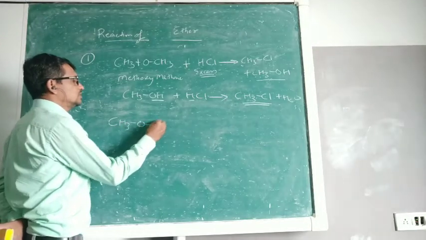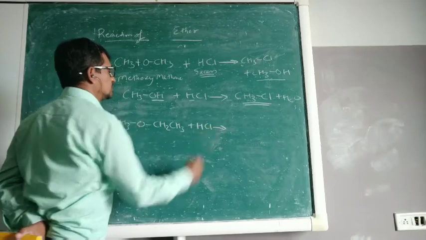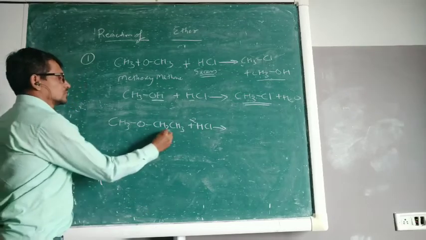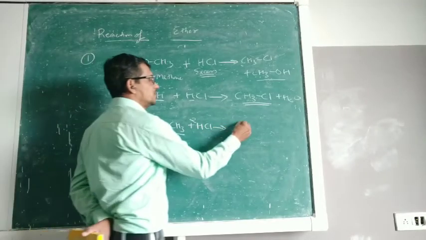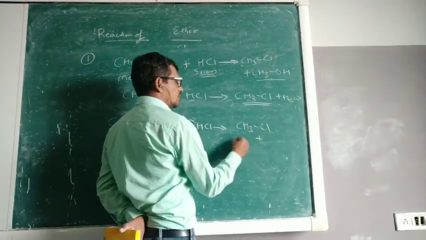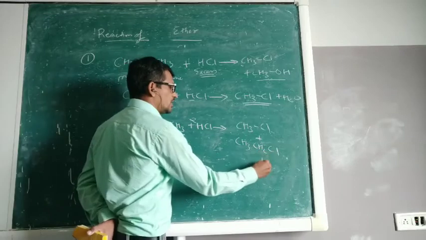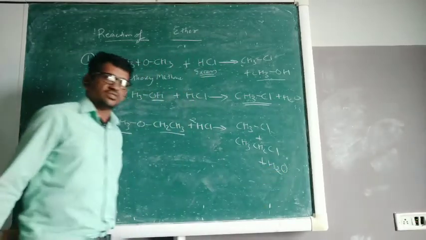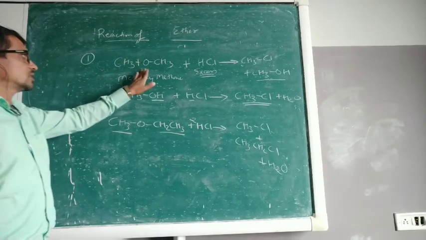Again I am showing the reaction. If it is unsymmetric and you add excess of HCl, excess of HCl means what? Two molecules. This also is converted to halide and this also is converted. It separates. So it is converted into CH3Cl plus CH3CH2Cl, meaning methyl chloride and ethyl chloride, and these two hydrogens react with oxygen, so water will come. So understand this: if it is a halo acid, then our ether is converted into halogen compounds.